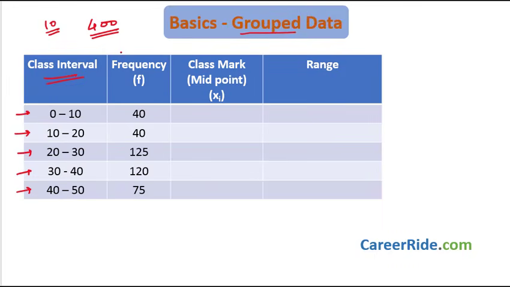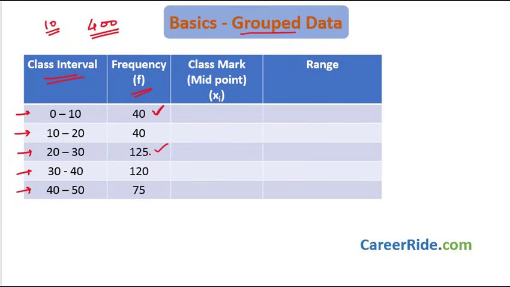When the data amount is large, many a times you will find questions like this where the data will be given to you in this type of a table. Now there were 40 students who scored 0 to 10 marks. So what is this? This is the frequency. We studied this is the frequency and it is denoted by F. Now there were 125 students who scored 20 to 30 marks, between 20 and 30. So what is this?